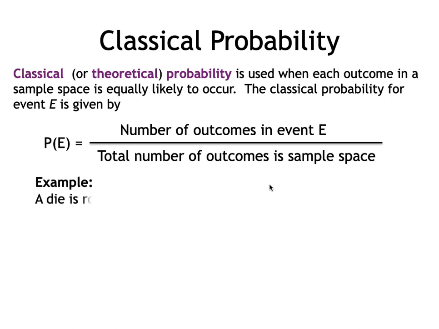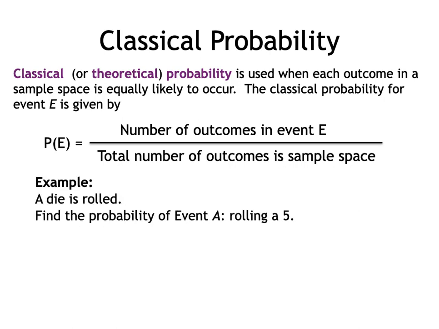And let's take this for example. Say a die is rolled, and we would want to find the probability of event A, wherein event A is the event that we roll a 5. So we recall that a die has 6 faces, and each face is numbered with 1, 2, 3, 4, 5, and 6. So in this case, we are looking for the probability of the event that a 5 will turn up when you roll a die.